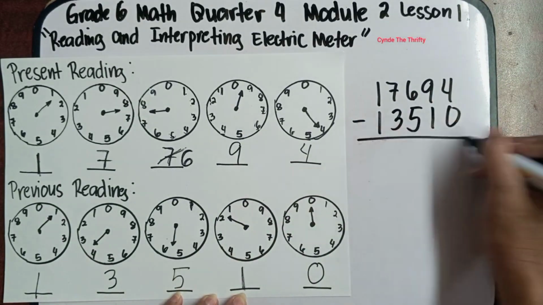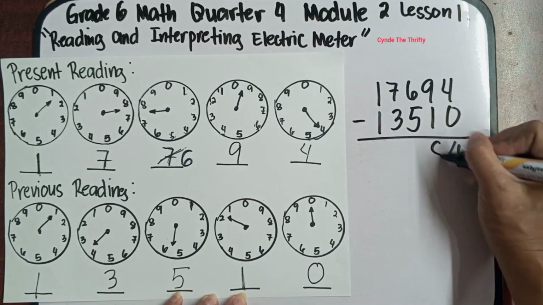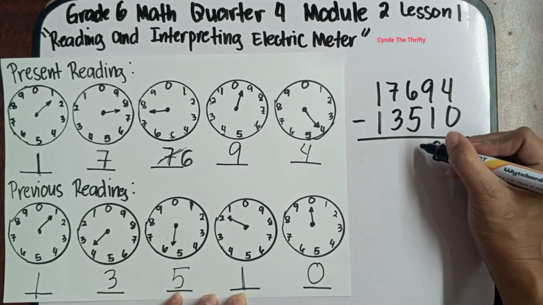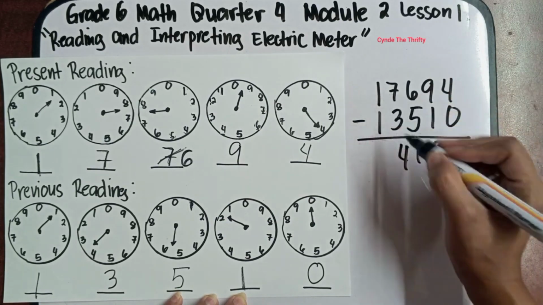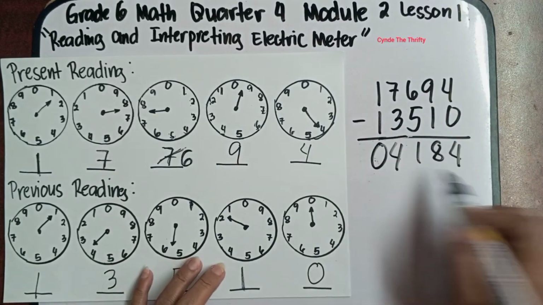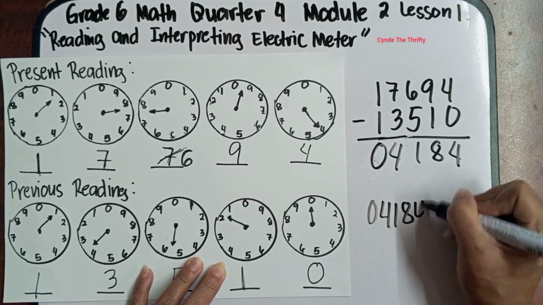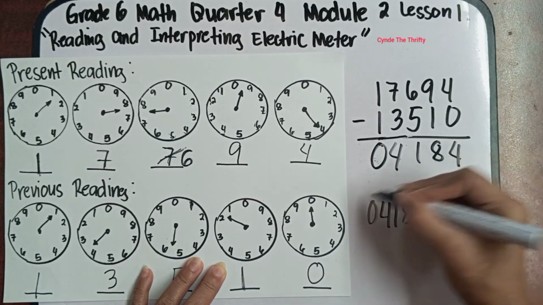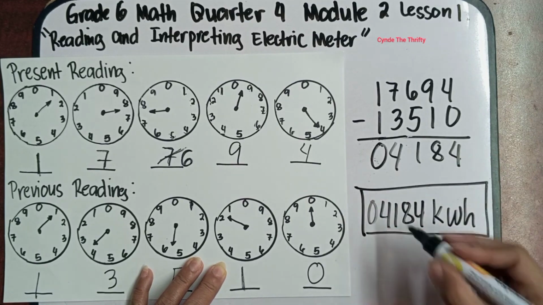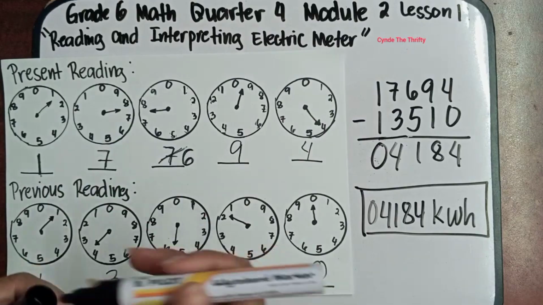Okay, so isubtract na natin siya. 4 minus 0 is equal to 4. 9 minus 1 is equal to 8. 6 minus 5 is equal to 1. 7 minus 3 is equal to 4. And then 1 minus 1 is equal to 0. So, ang na-consume natin is 04184 kilowatt hour. So, ito yung na-consume natin na electricity base sa ating previous reading at sa ating present reading.